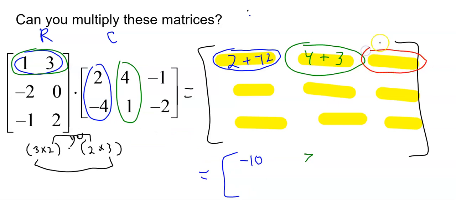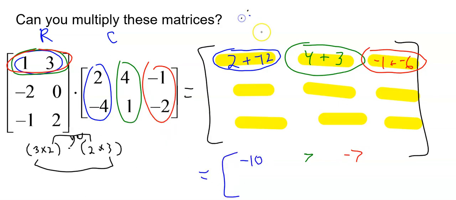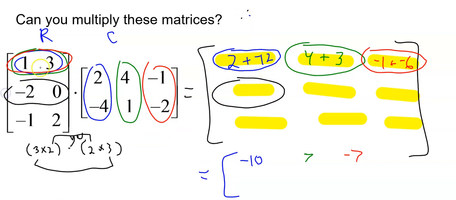And top right, this will be top row, right column. 1 times -1 is -1, plus 3 times -2 is -6. So that's a -7 that goes there. And I'm just going to do the rest without showing quite as much work. So this will be -2 times 2 is -4, plus 0 times -4 is 0. So -4 plus 0 is -4.